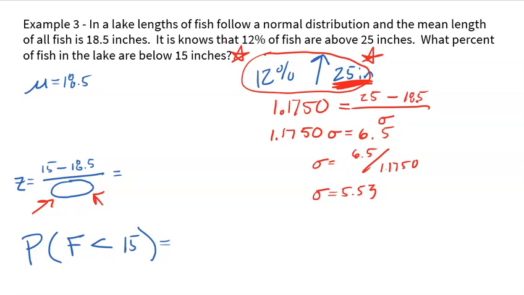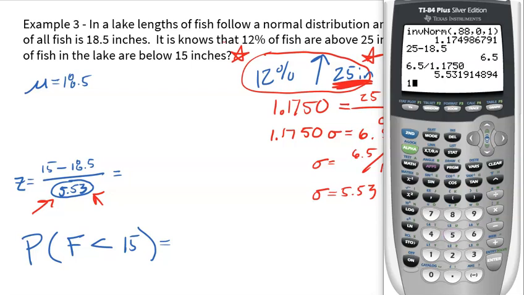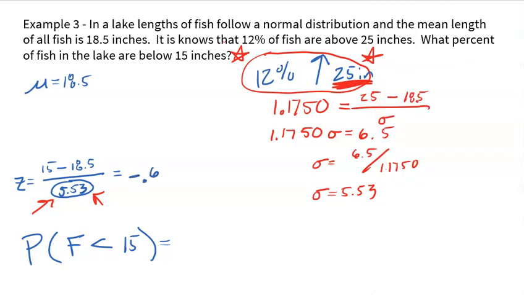All right, now I'm going to come back over here. That wasn't even the question, right? But I needed to do that to help me find my answer. What's the probability a fish is less than 15? Well, now I just have to find the z-score for 15. Subtract the mean, divide by the standard deviation. 15 minus 18.5, divided by 5.53. This fish has a z-score of negative 0.6329.